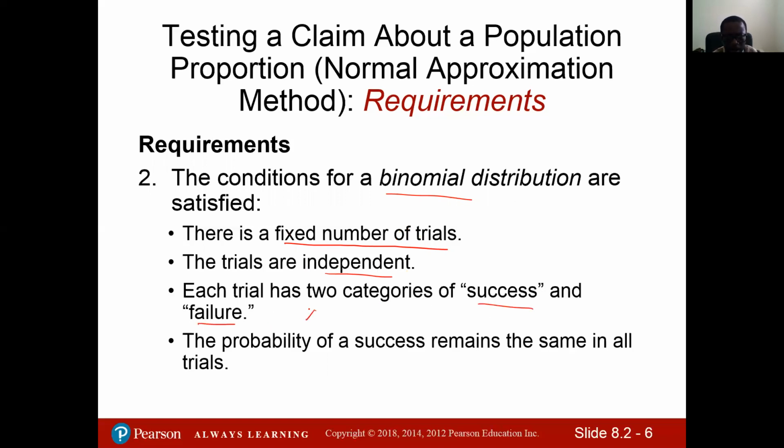And each trial has 2 outcomes, a success and a failure. That's why we denote the x by the number of successes. And then the probability of success remains the same in all situations. So your probability of success in this case, we are going to use p for that as a success for each situation, or if you use the sample proportion estimates for that, you get the same thing.